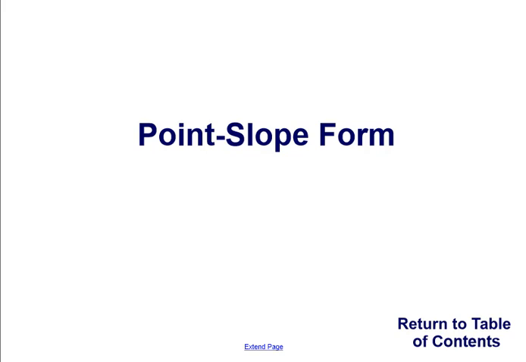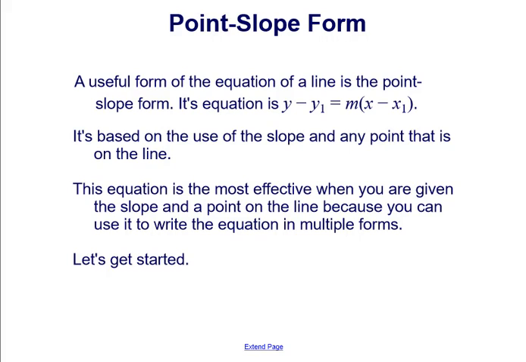Point-slope form. A useful form of the equation of a line is the point-slope form. Its equation is y minus y1 equals m times the quantity of x minus x1. It's based on the use of the slope and any point that is on the line.